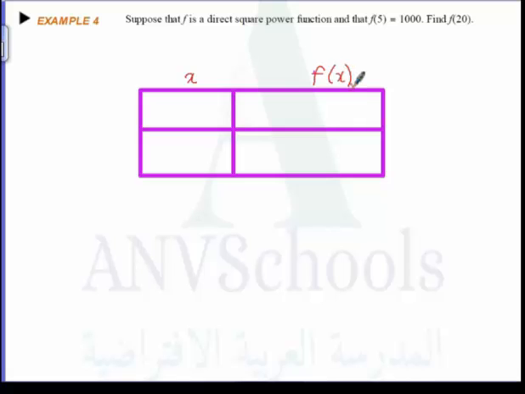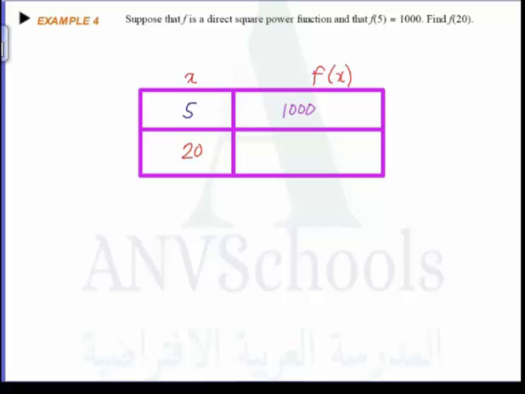Okay, if our x is 5, then our f of x is equal to 1000. And if our x is equal to 20, then what is our f of 20? Notice that this is a direct square power function. So this is a power function, and power functions have a property, a multiplication pattern.